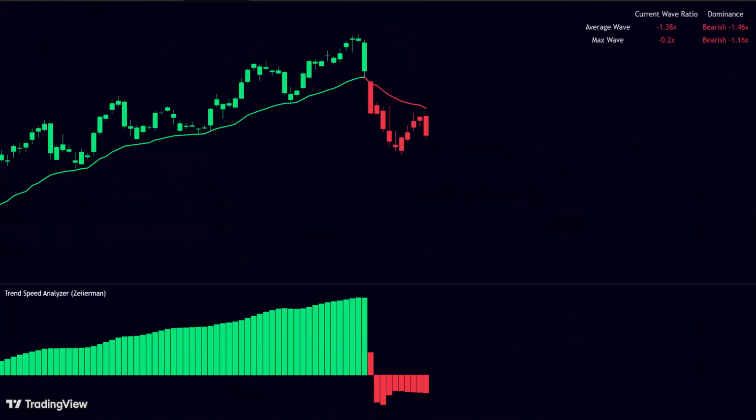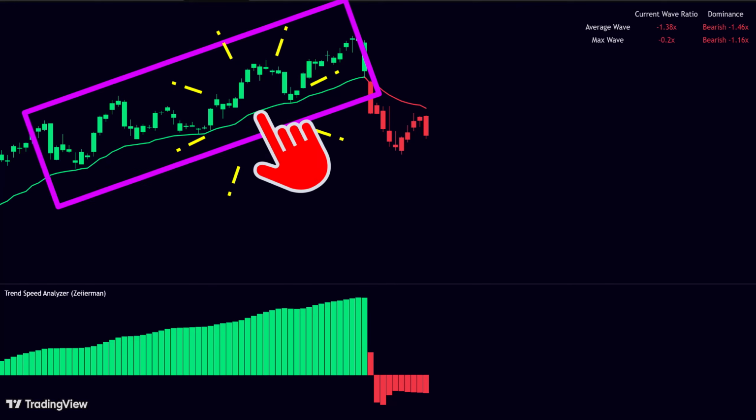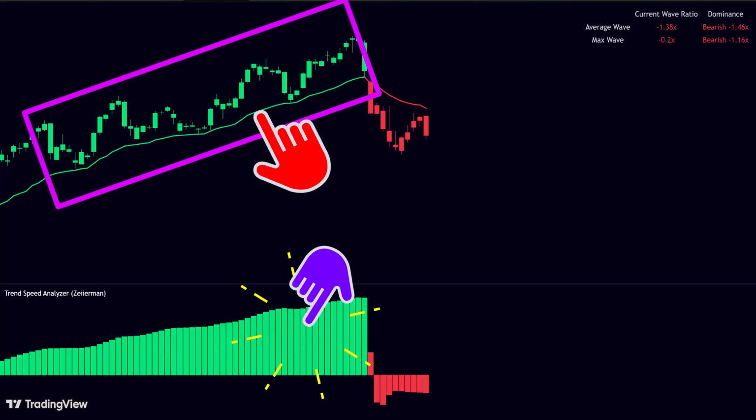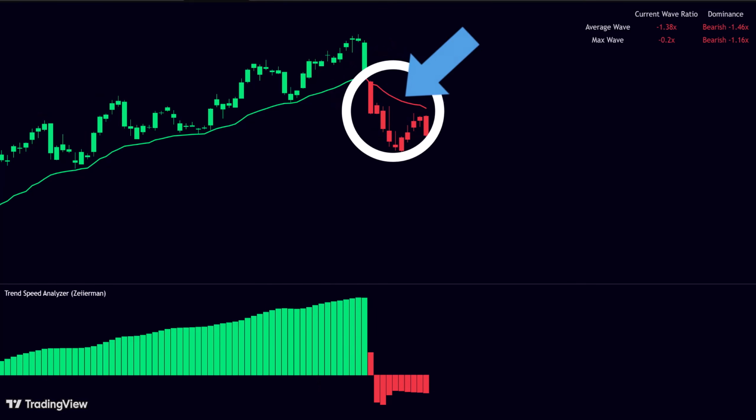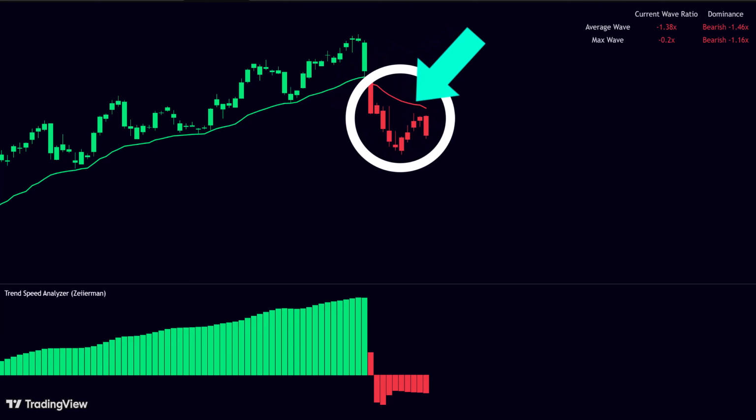Here is another example. So here on the chart, you can see that the price has been moving up and above this green trend line, and the speed histogram was also green and increasing in size, which confirms the bullish movement. But then the price crossed below the trend line, and the color of the candle and the trend line changed to red. Now, if you look at this histogram, you will notice not only that it changed color, but also that the red histogram is gradually increasing in size as well.